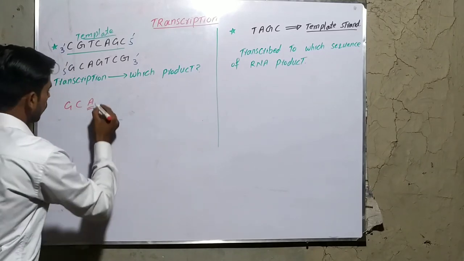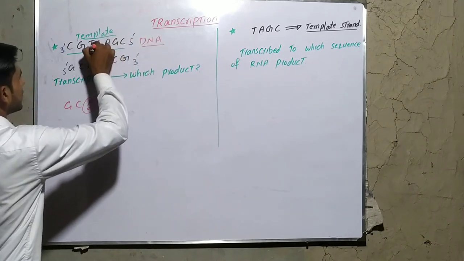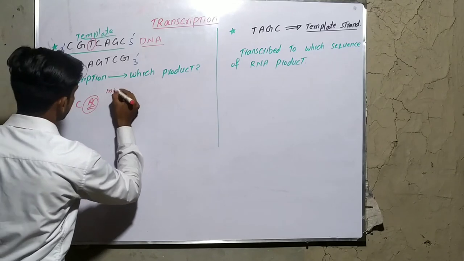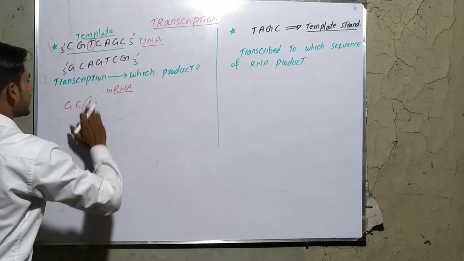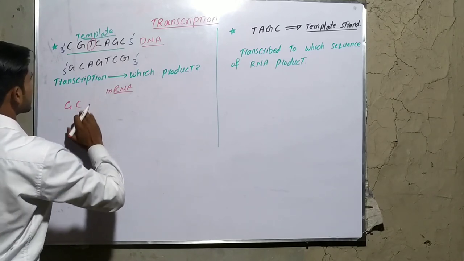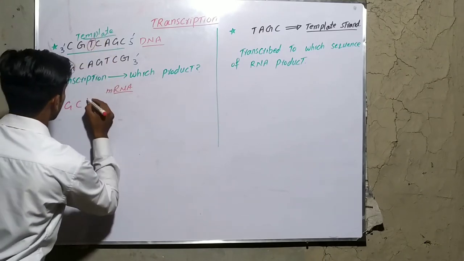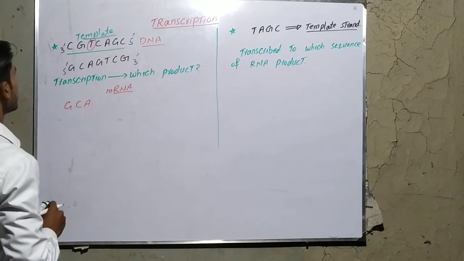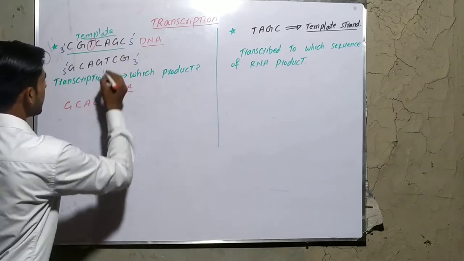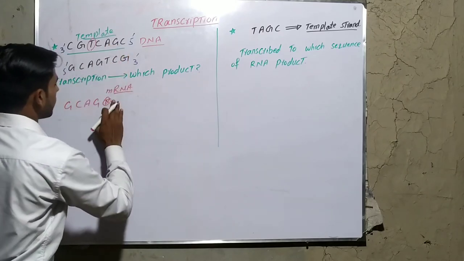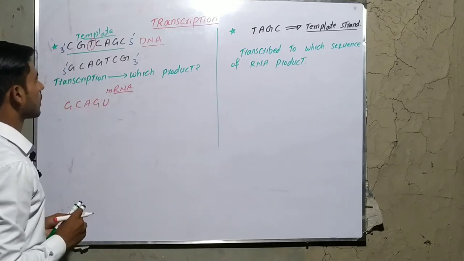Is it okay? No, that's wrong, because this is a DNA, and you know that in DNA there is a thymine, but this is a messenger RNA, and in RNA uracil is present instead of thymine. Here is a T, so here must come the A. Here must come the A, adenine, and this is the cytosine. Here must come the guanine, and here is the adenine. Then here must come the T. No, not T, because thymine is missing in messenger RNA, and uracil is present instead of thymine. So here will come the U.